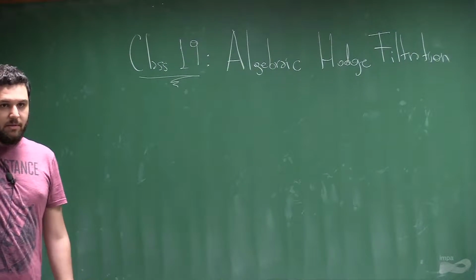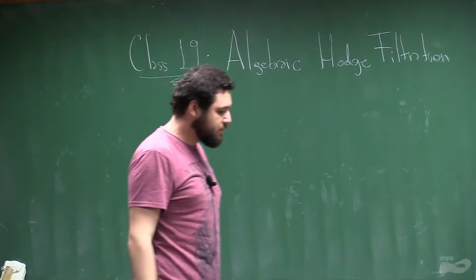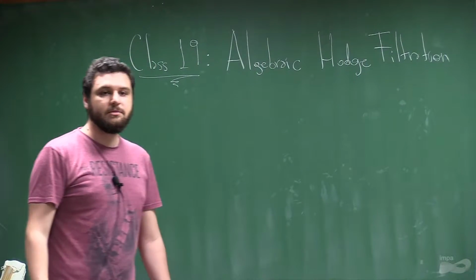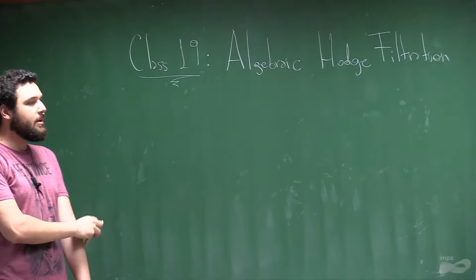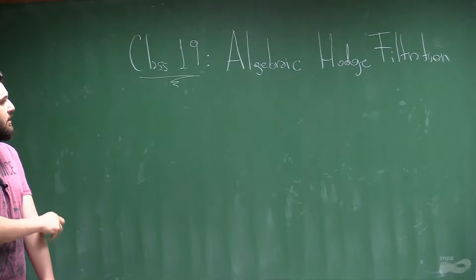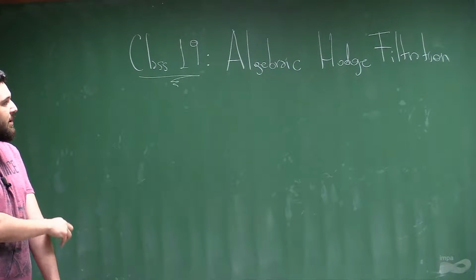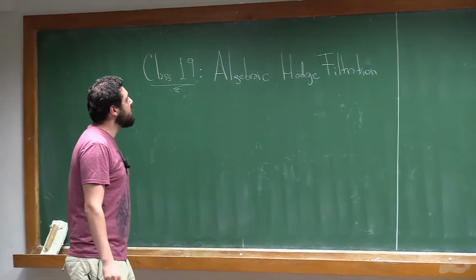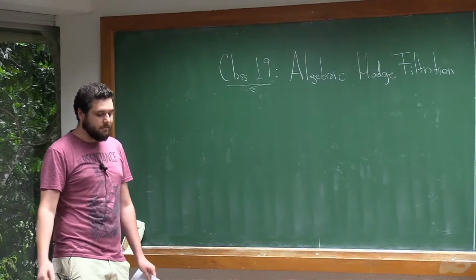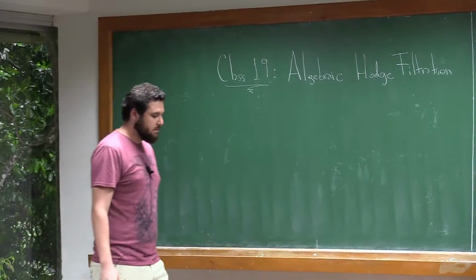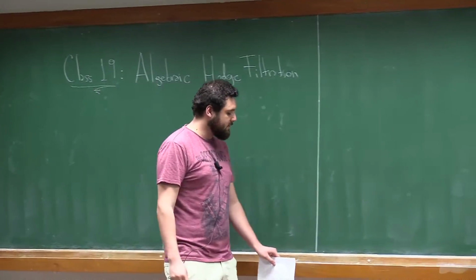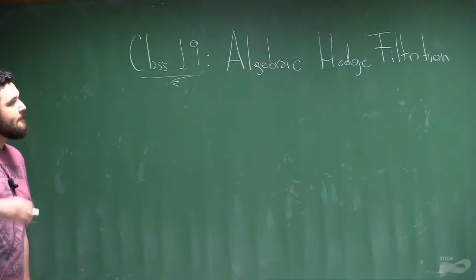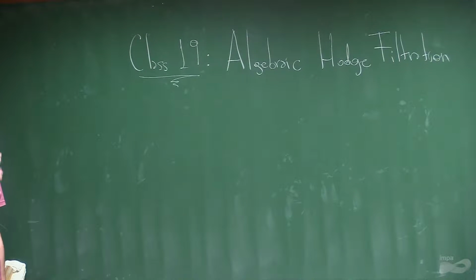Okay, so in the previous class, we talked about the analytic de Rham cohomology, how to recover the de Rham cohomology of a complex manifold, complex variety, just using analytic differential forms. So now we will talk about how to do this in the algebraic context, okay?